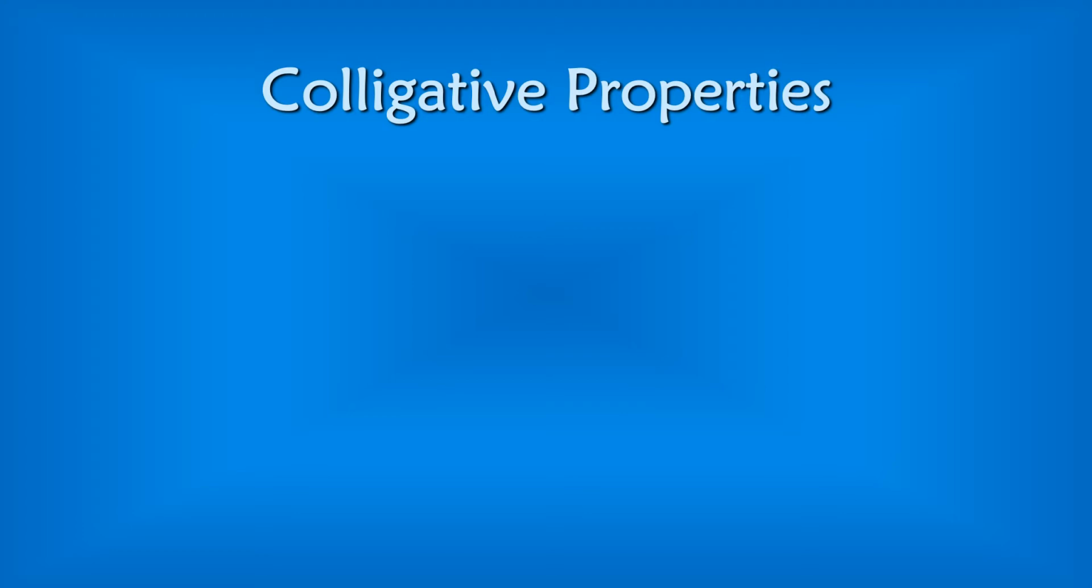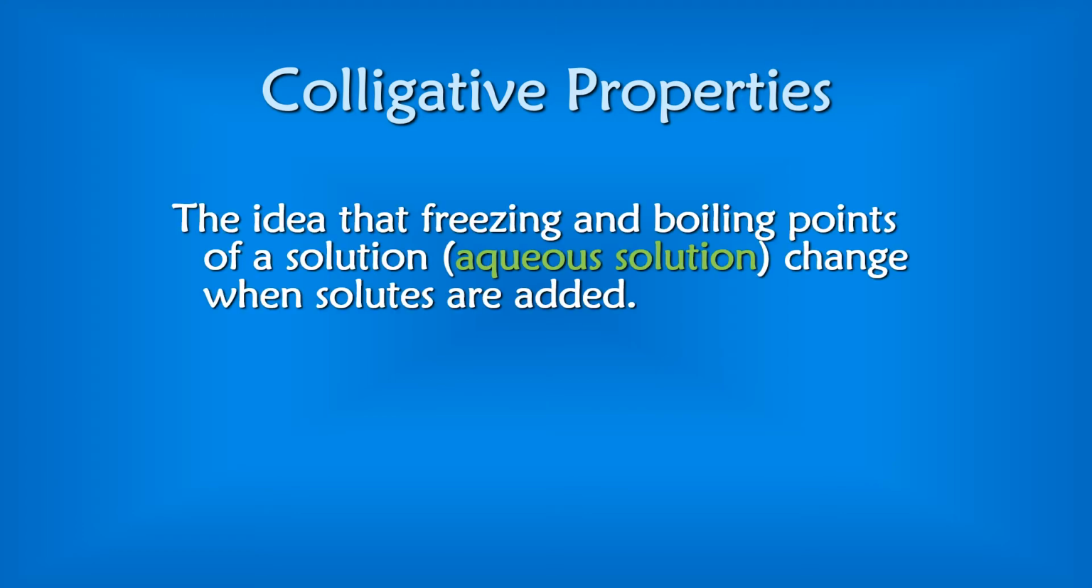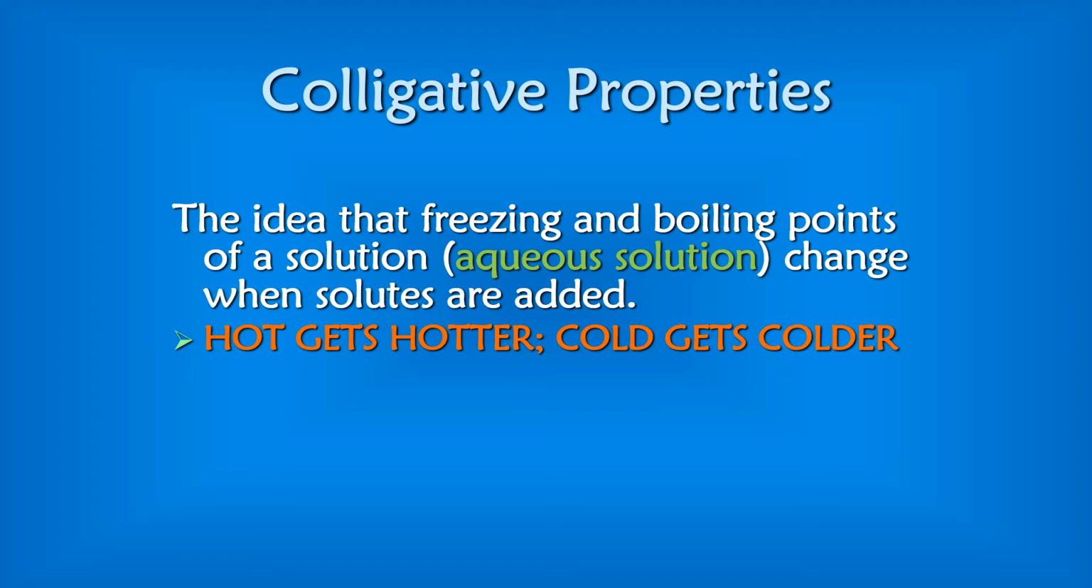When we talk about the colligative properties, the idea is that when we're working with aqueous solutions, which are solutions of anything with water, as we add more solutes to those solutions, the freezing and boiling points change. The phrase we use to memorize this better is: hot gets hotter, cold gets colder. We'll talk more about that in just a second to help you understand what that means.